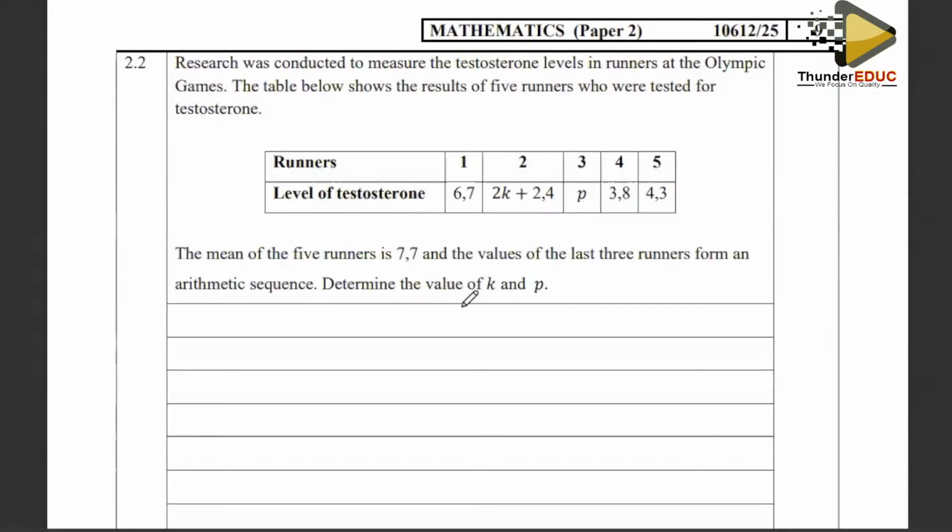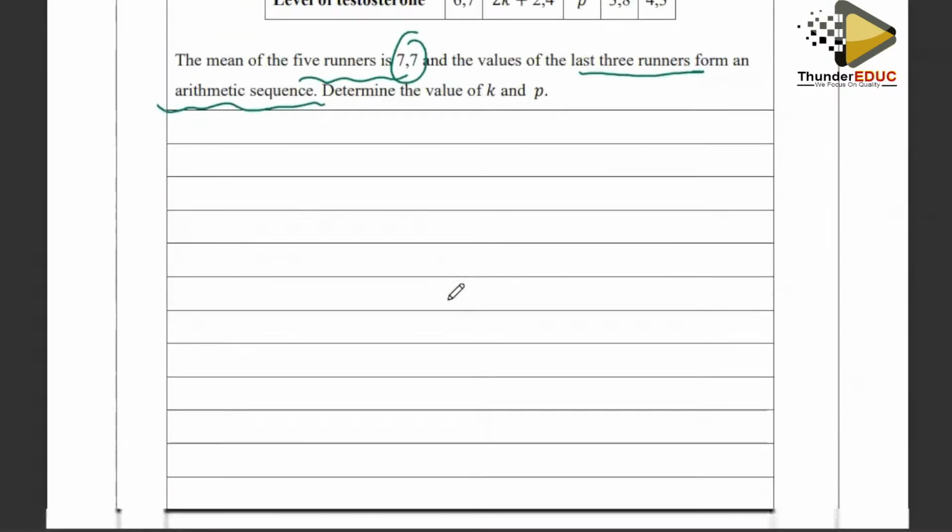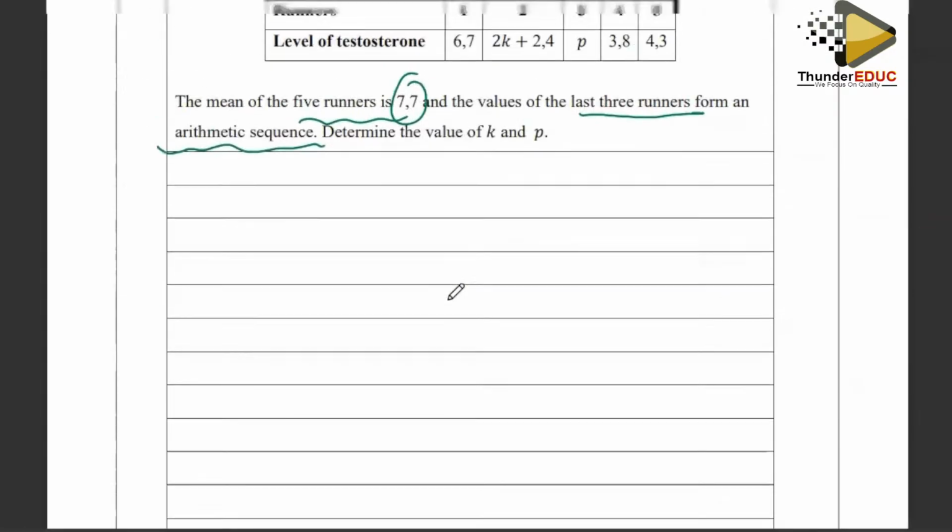And then 2.2, okay. Research was conducted to measure the testosterone in runners at the Olympic Games. The table below shows the 5 runners who were tested. The mean of the 5 numbers is 7,7, and then the values of the last 3 form an arithmetic sequence. Well, this was paper 1. Now they are still haunting us with paper 2 things. It's not fair. All right, so they want us to get the values of K and P.